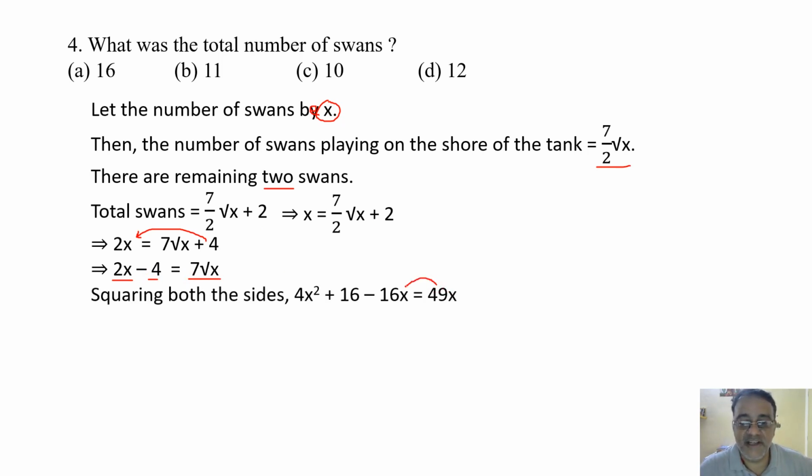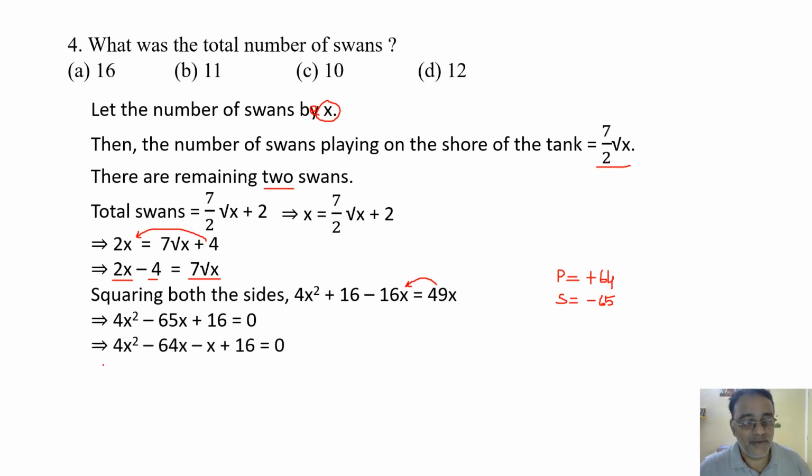Now shift 49x to this side. So we are getting 65, na? 4x square minus 65x plus 16 is equal to 0. So we got the quadratic equation, right? Now product is plus 64 and sum is minus 65. So this is very easy. Two factors of 64 whose total should be 65, so 64 and 1.